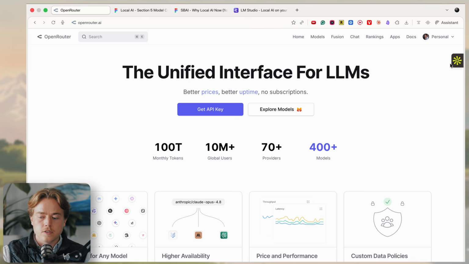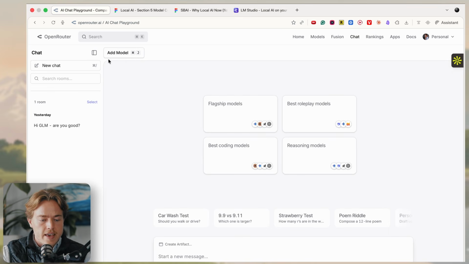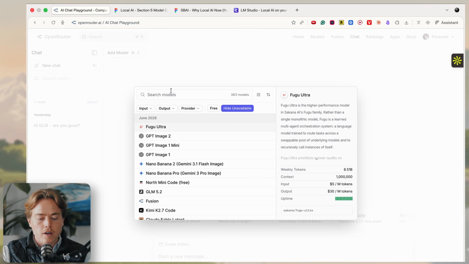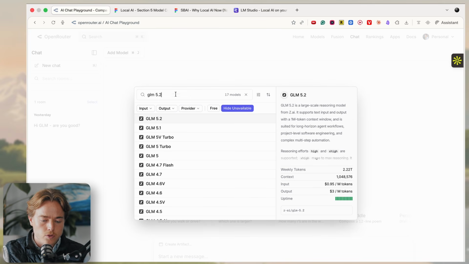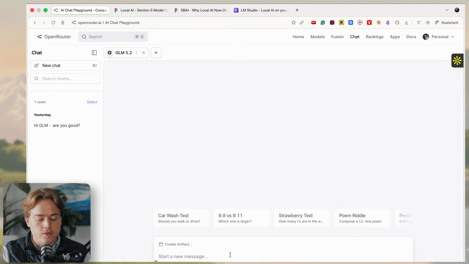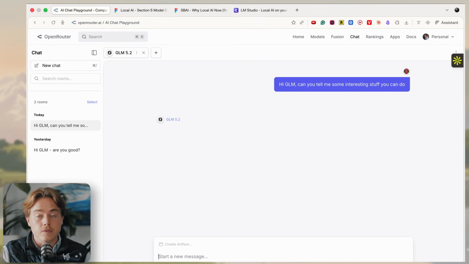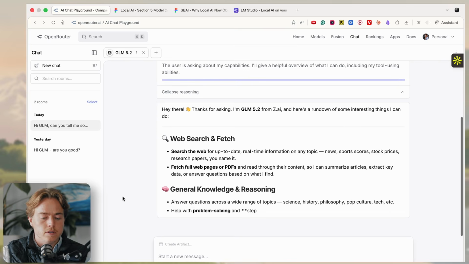So you'll come here, you'll sign up, I already have, and then you just go to their chat feature up here. And then if you go up here and hit add model, we can search for what model we want to use. So I'm going to search for GLM 5.2 and I'll select it. And now I can talk to it and say, hi GLM, can you tell me some interesting stuff you can do? Now this is not running locally, this is running in the cloud, but it makes it so that I can access some of these bigger open models.